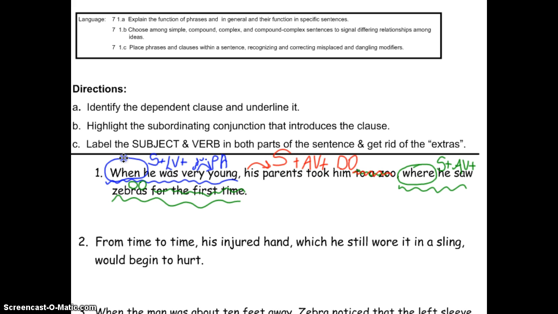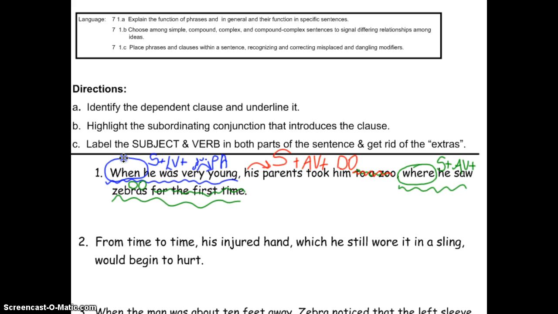So in a sentence it's going to have two dependent clauses. We found three subjects and verbs. A subject and verb here, a subject and a verb here, and a subject and a verb here. Only one of those could stand by itself. Which part of that would be able to be a sentence all by itself? Which of those clauses would make sense all by itself of the three that we have up there, Luke? His parents took him to a zoo.